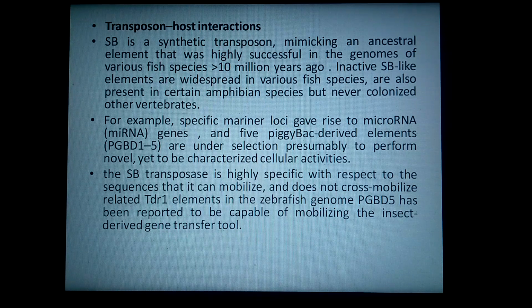The SB transposon is highly specific with respect to the sequences that it can mobilize and does not cross-mobilize related Tdr1 elements in the zebrafish genome. PGBD5 has been reported to be capable of mobilizing an insect-derived gene transfer tool. So this is how the transposon-host interaction works in various species.